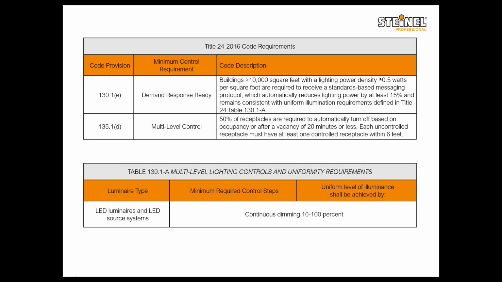The one that applies to pretty much all the fixtures we use these days is LED luminaires and LED source systems, which are required to provide continuous dimming between 10 to 100%, which is easily complied with by having a 0 to 10 volt sensor or dimmer, depending on the application and the situation we're talking about.